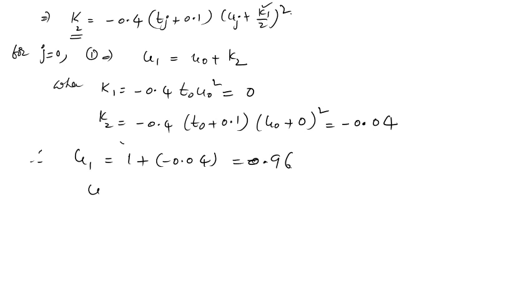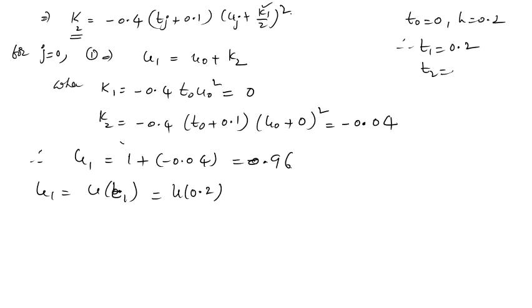What is u1? u1 is nothing but u of t1. I will write it like this: u of t1, that is 0.2. t0 is 0, h is 0.2. Therefore, what is t1? 0.2, and what is t2? 0.4. Required is up to 0.4. So u of 0.2 is 0.96. This is over for j equals 0.